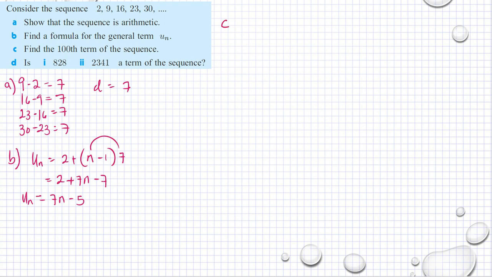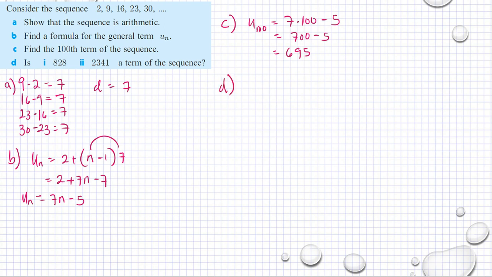How about part c? Find the 100th term. So you have u sub 100, which is 7 times 100 minus 5. We have 700 minus 5, then we have 695.